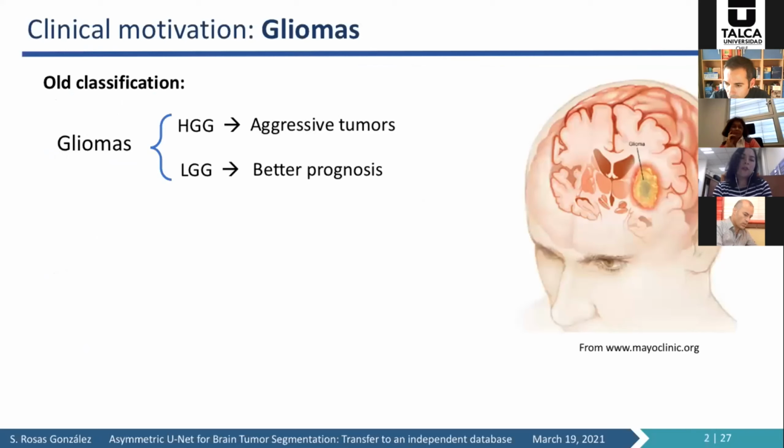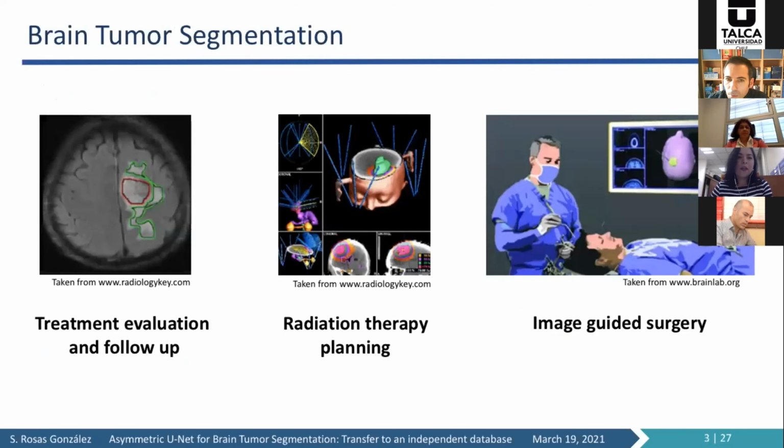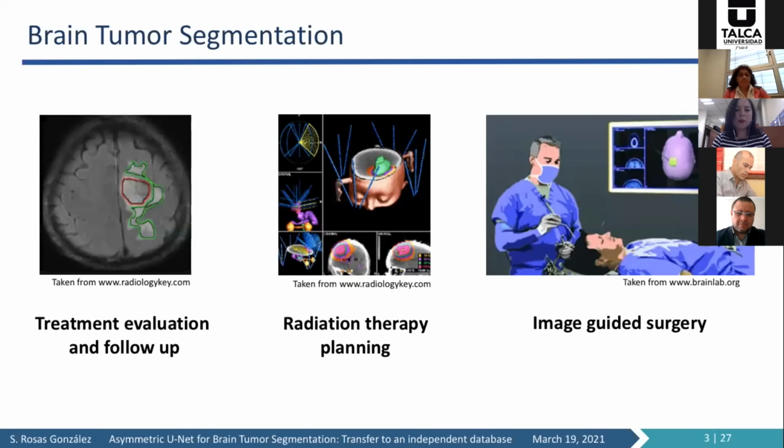Gliomas are brain tumors, and the classification divides them between high-grade gliomas, which are considered more aggressive tumors, and low-grade gliomas associated with a better prognosis. The segmentation of these tumors is important for the treatment evaluation and follow-up of the patients, for the radiation therapy planning, and for the image-guided surgery.